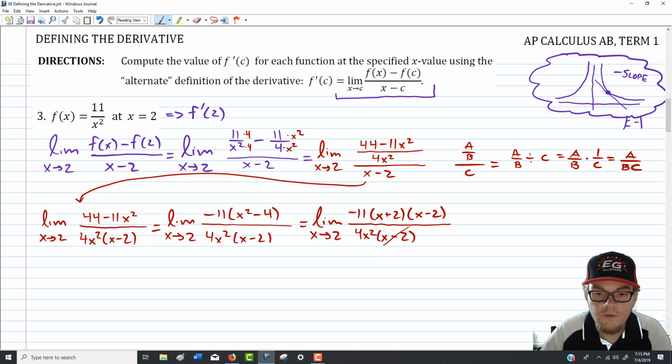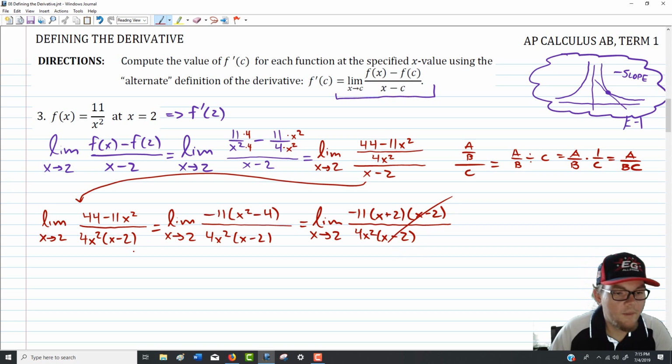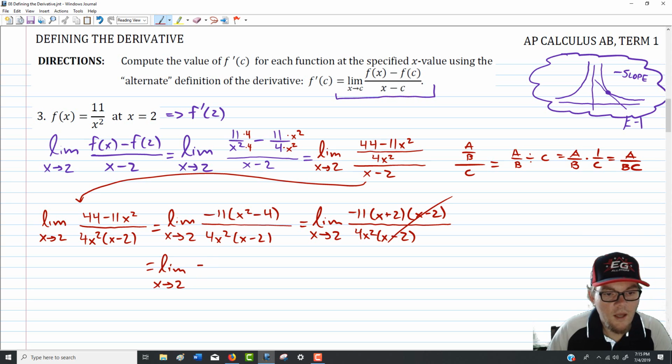The x minus 2's divide away. I can do that in a single swoop. They divide away. That means we're evaluating the limit as x goes to 2 of negative 11 times x plus 2. I like that there's a negative there. Remember, we said to anticipate a negative slope. In our denominator, we just have 4x squared.